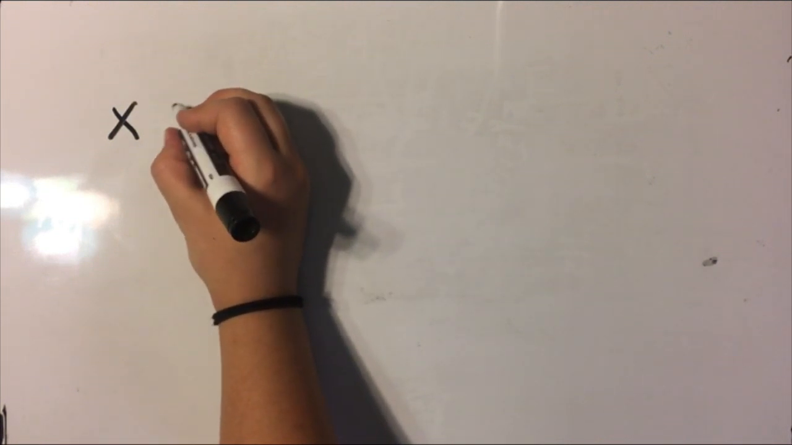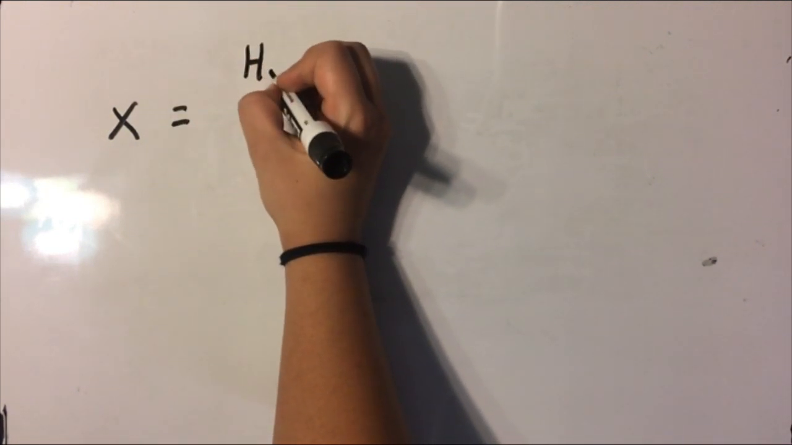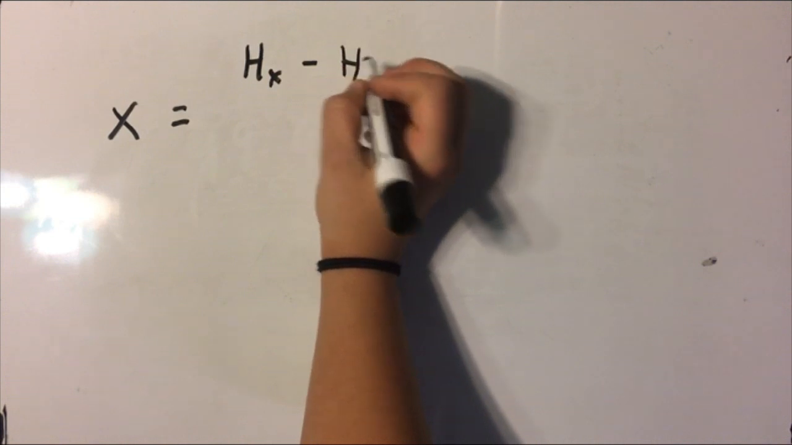Alright, so moving on to part B, we're told to calculate the quality of the vapor. So we're going to use a bit of a weird equation, one that we have not seen before. X defines our quality of our vapor. I'm going to write out the equation and then I'm going to explain it to you.